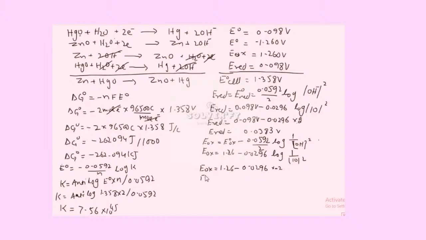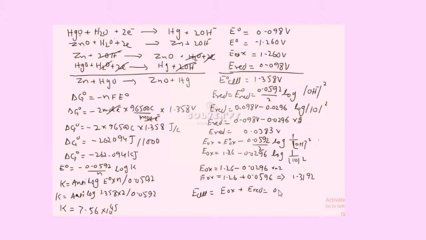So E oxidation is equal to 1.26 plus 0.0596, which is equal to 1.3192. Now to calculate the E cell, we will add the E oxidation plus E reduction.